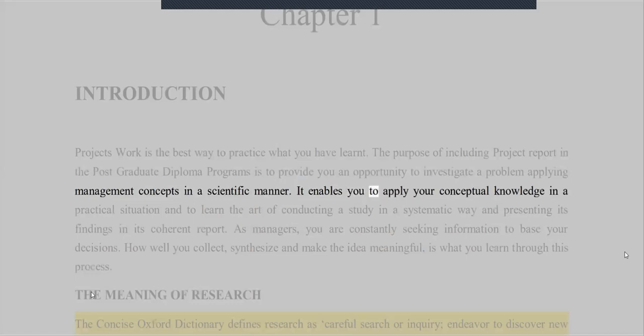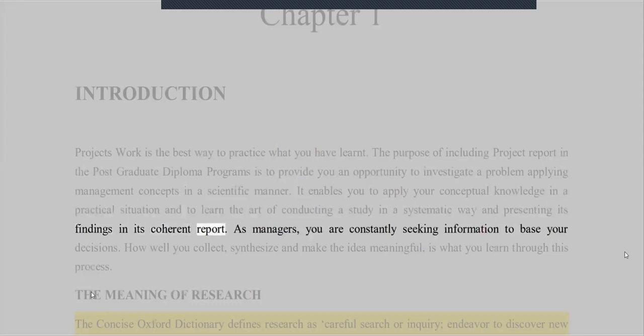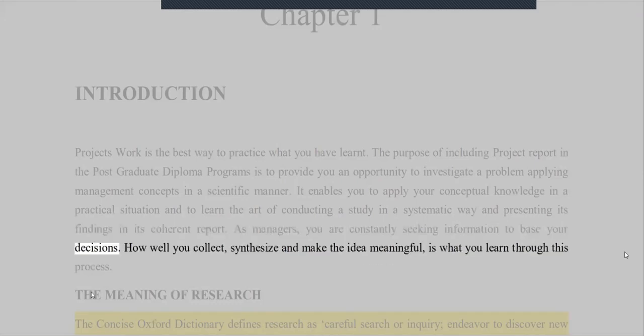It enables you to apply your conceptual knowledge in a practical situation and to learn the art of conducting a study in a systematic way and presenting its findings in a coherent report. As managers, you are constantly seeking information to base your decisions. How well you collect, synthesize, and make the information meaningful is what you learn through this process.